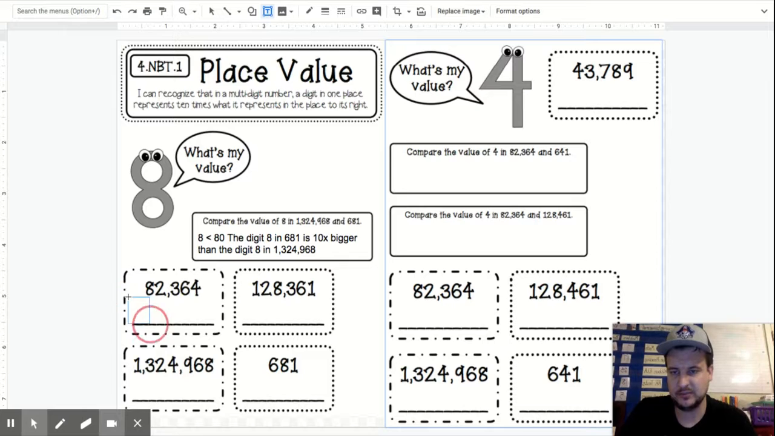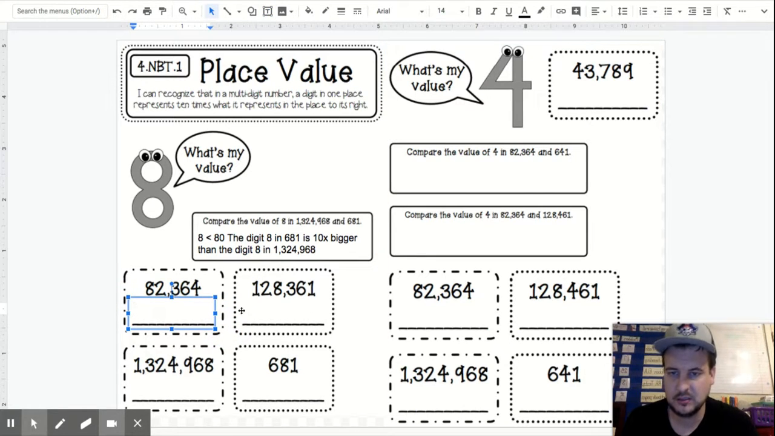All right, so we're going to do a text box for this one. It wants us to label, compare the value of the 8 in this and 681. So what is the value of my 8? The 8 in this one is equal to 80,000.